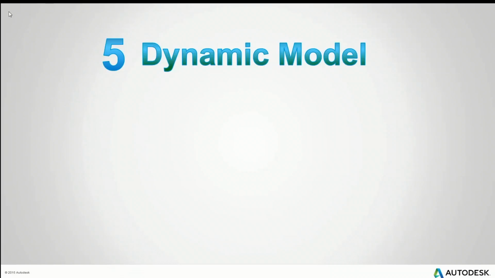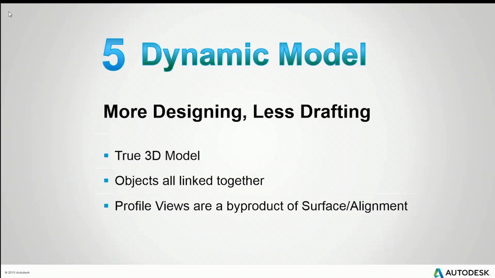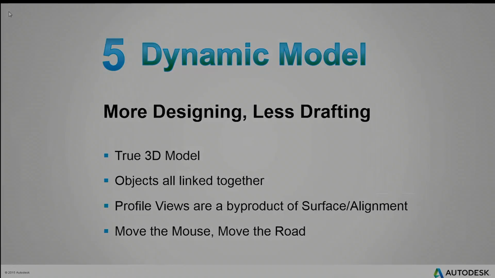Number five on the list, dynamic model. This is what makes Civil 3D different from every other product on the market. It's more designing, less drafting. It's a true 3D model, and everything is all linked together. This means that profile views are nothing more than a byproduct of a surface and alignment. That also means that you move the mouse, you move the road. That's simple. We'll see how that's done.